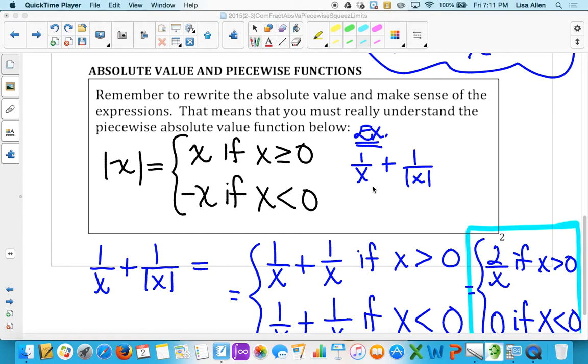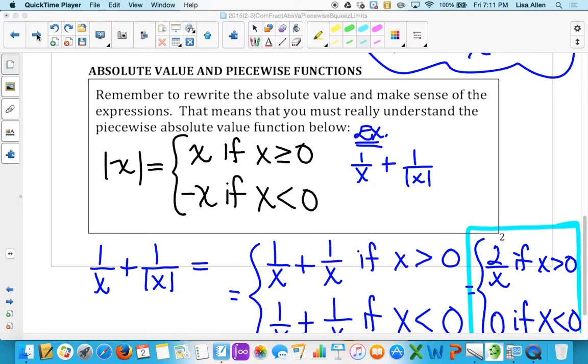Okay, hi, this is Mrs. Allen back again with absolute value and piecewise functions. And remember that we are working on evaluating limits analytically. So the topic that we're working with right now is rewriting absolute value to evaluate limits of functions.